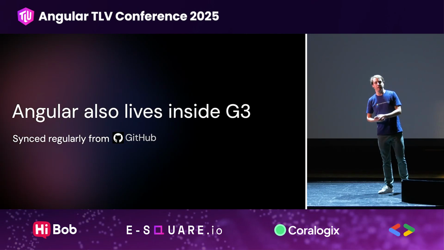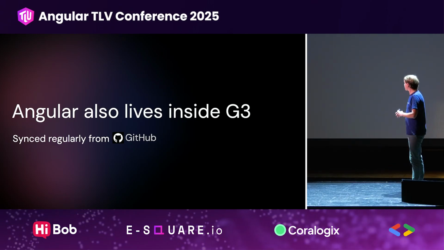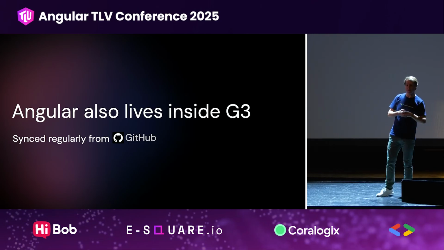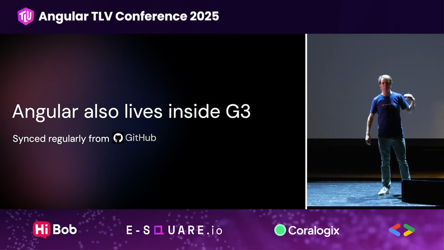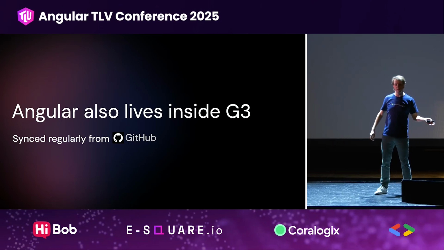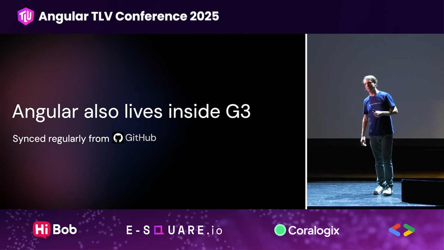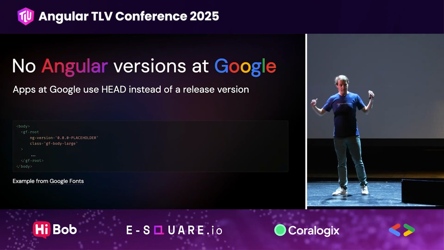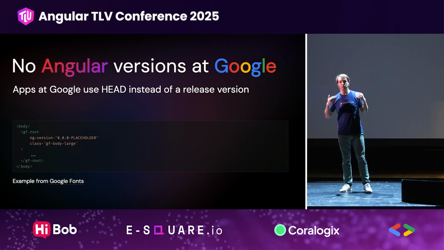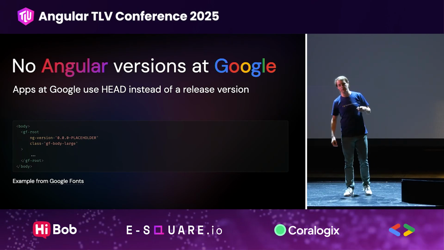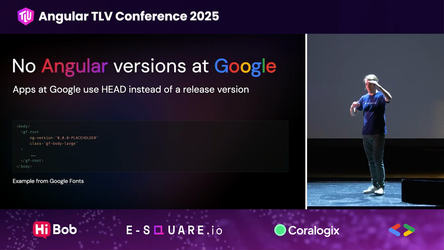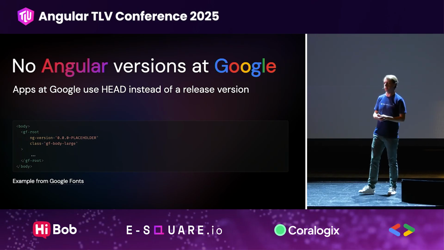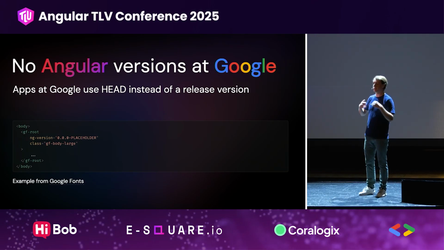So what's the impact when we develop Angular on this? Angular also lives in Google 3, in G3. It means that the code that we write directly in GitHub, when we merge the PRs, will need to be synced regularly. When I say regularly, it's several times a day, synced from GitHub into Google 3. And when we do this, remember I said there are no branches. We do not use NPM versions that we ship. We have something that is based on the head of the monorepo, which means that there are no versions.